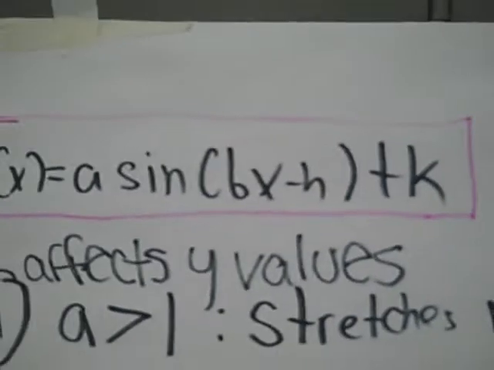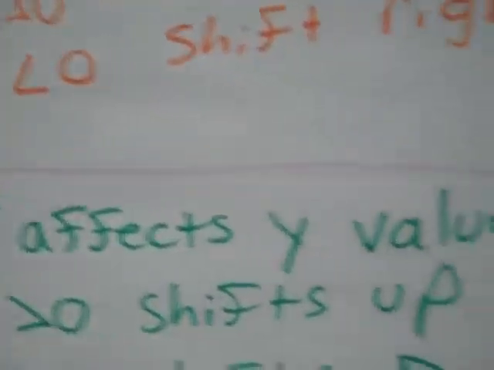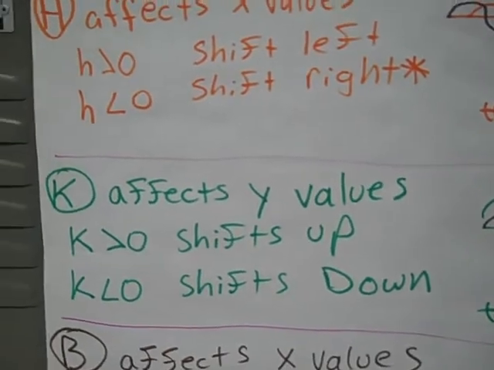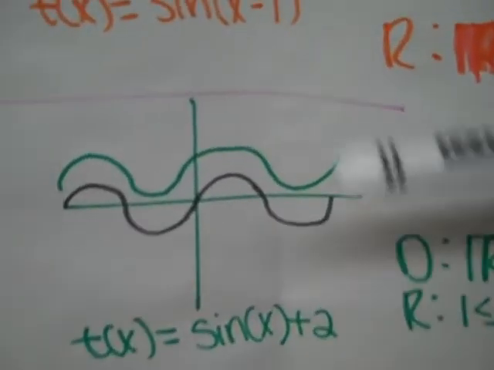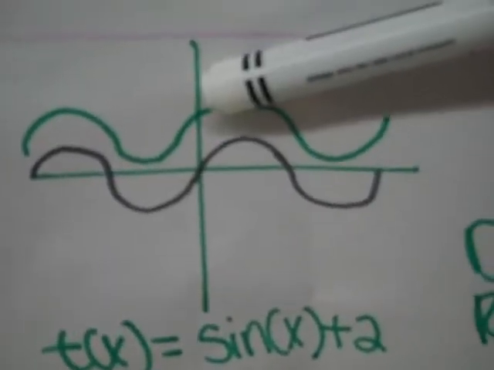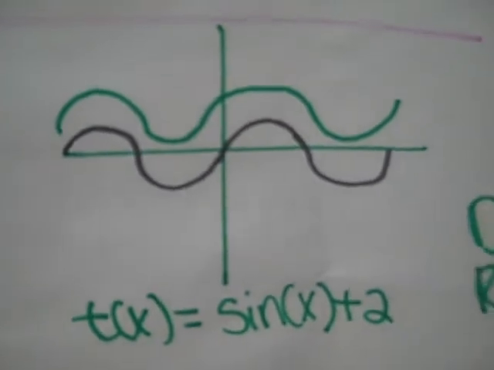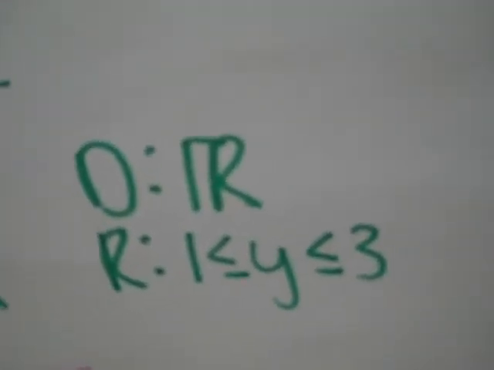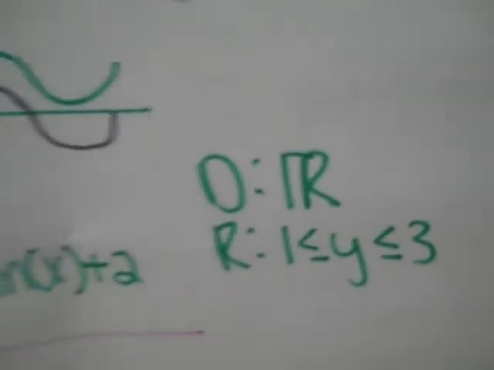And then when k is changed, it will affect the y values. If it is greater than 0, the graph will shift up, and if it is less than 0, it will shift down. In our example, our k is positive, so our graph from our locator point at 0, 0 will shift up 2 points. The domain is all real numbers, and y must be greater than or equal to 1 and less than or equal to 3.